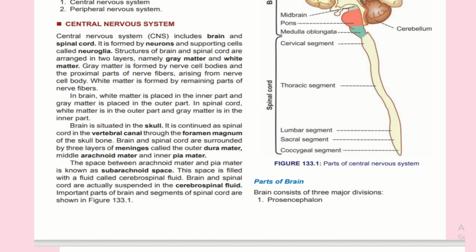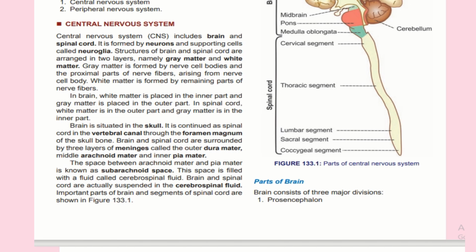Gray matter is formed by nerve cell bodies and the proximal part of nerve fiber arising from the nerve cell body, while the white matter is formed by the remaining part of the nerve fiber. In the brain, white matter is always placed in the inner part and the grey matter is the outer part. In the spinal cord, white matter is in the outer part and the grey matter is in the inner part.